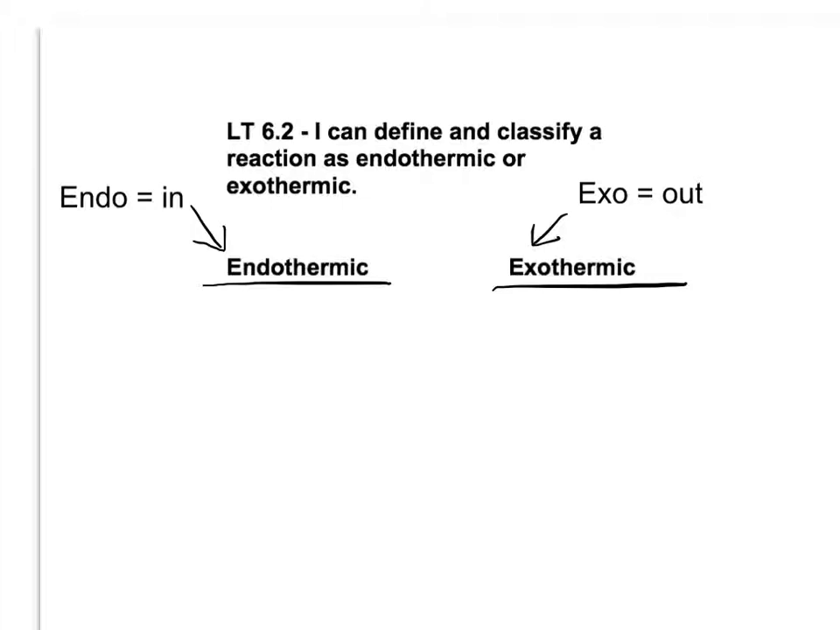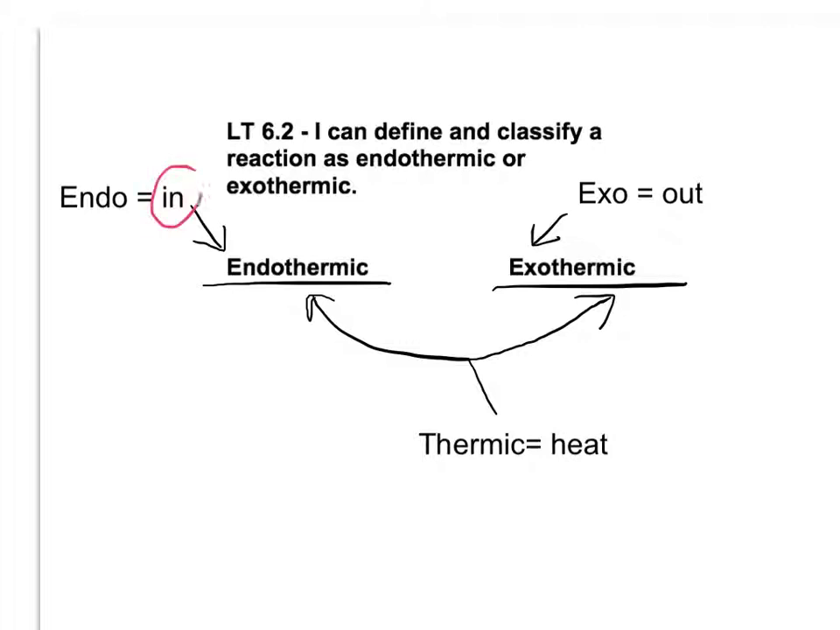Okay, the next thing I want to look at is the second half of the word. If we notice, the second half of the word is the same. They both have the word thermic. Thermic kind of sounds like thermal, which means heat. So thermic means heat. So now that we separated it out and broke down the word, we know that endothermic means in with heat, and exothermic means out with heat.